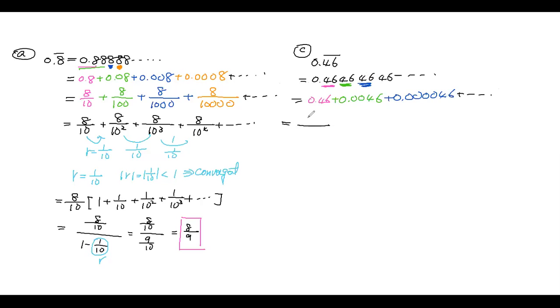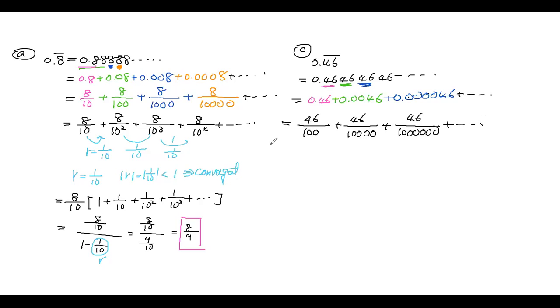So the first 46, right? This is 46 over how many? Hundreds, right? And then plus this 46, how many zeros here? 1, 2, 3, 4, correct? So it's 46 over 1, 2, 3, 4 zeros. And then here it's 1, 2, 3, 4, 5, 6. So it's 46, 1, 2, 3, 4, 5, 6, and so on.